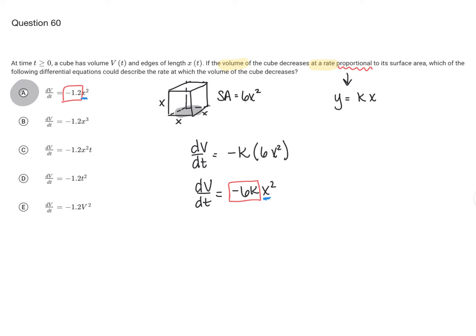And it's based on that word could, and it's also based on the fact that the volume of the cube decreases at a rate proportional. We have to go back to Algebra 1 to remember the idea of proportionality. So there's problem number 60.